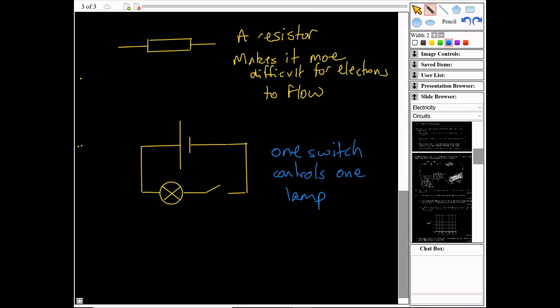Okay. I can draw another circuit like that. Sometimes you can draw two cells together like that. That's called a battery.